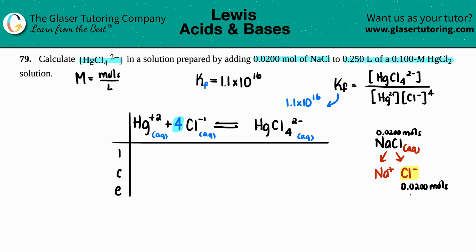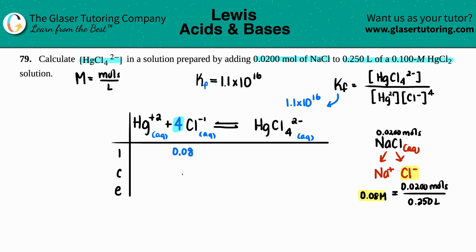So if I take that and I divide it by the 0.250 liters, I will come out with my chloride ion molarity. So calculating it out, 0.02 divided by 0.25, I get 0.08 molarity. And that's one of the initial molarities for the Cl-. So I'm going to add that over here, and maybe I'll write it in blue. 0.08.